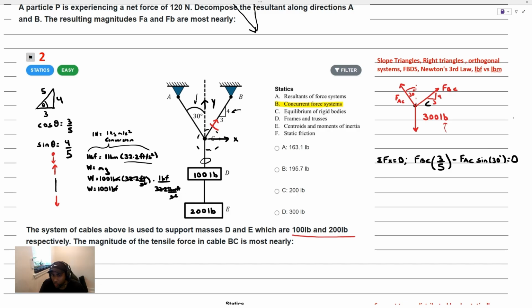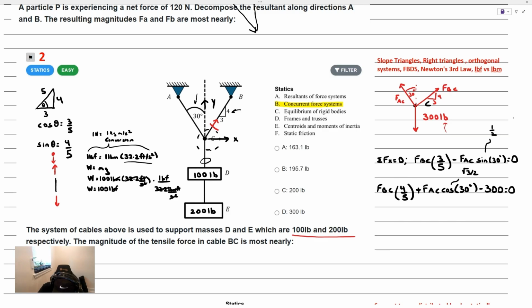And the sum of the forces in the y direction, we're going to have a few more components here. Let's start off with the FBC. FBC times sine theta component, which is the 4/5, plus FAC cosine of 30 degrees, minus 300. That must be equal to 0. If we substitute in, the sine of 30 degrees is 1/2, and the cosine of 30 degrees is √3/2.